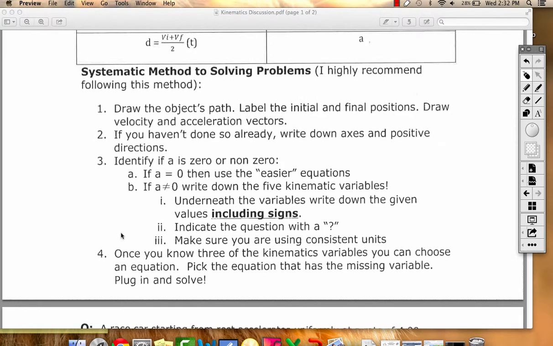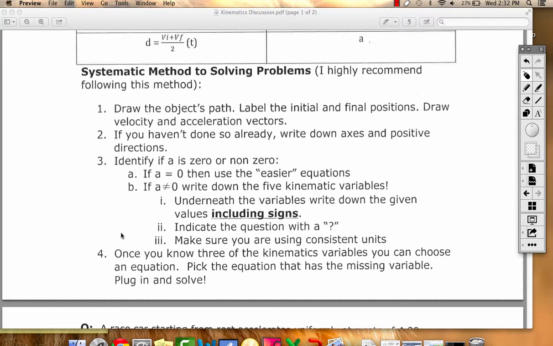There is a four-step method to solving kinematic equations, and until you get really good at it, I highly recommend following this method. The first step is draw the object's path, so draw a picture of the situation, labeling the initial and final positions, and then draw in your velocity and acceleration vectors. The second step is decide what directions are positive and what directions are negative. Typical sign convention has it that right and up is positive and down and to the left is negative.